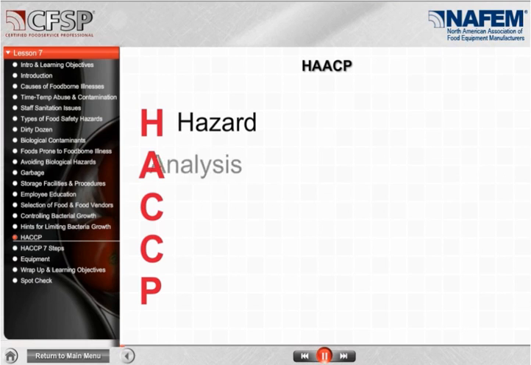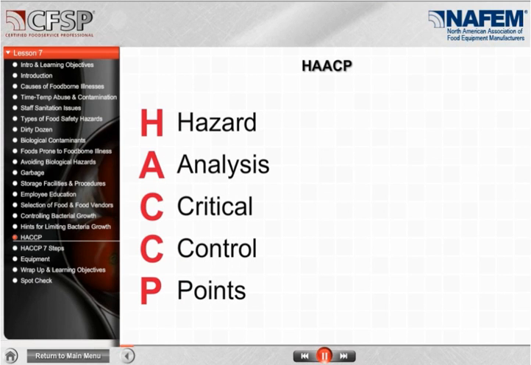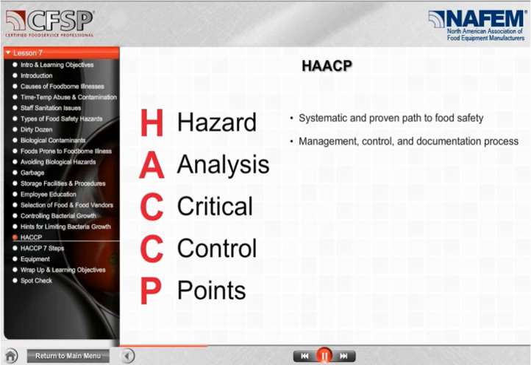The Hazard Analysis and Critical Control Points, also known as HACCP, process has emerged as the most effective means of assuring food safety. HACCP is recognized as a systematic and proven path to food safety. HACCP is a management, control, and documentation process that must be customized and written for each food service operation.